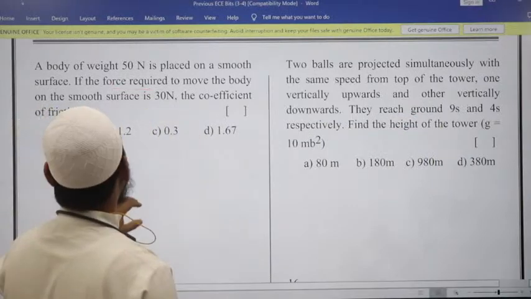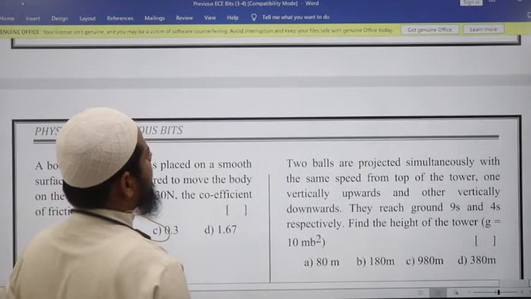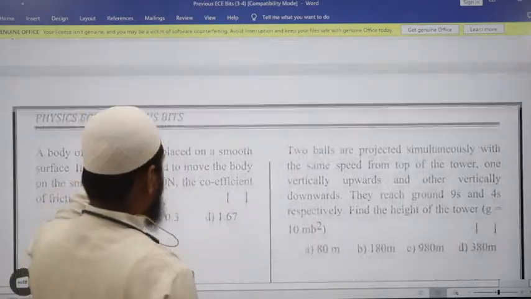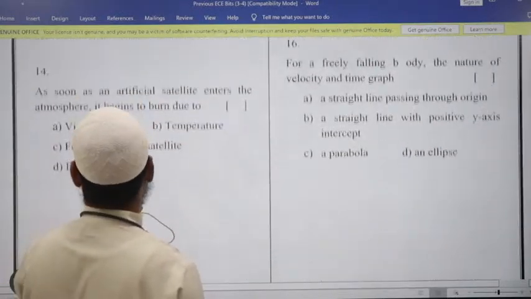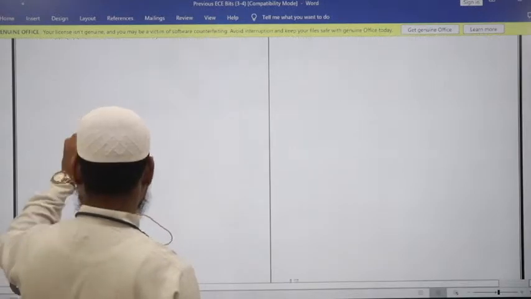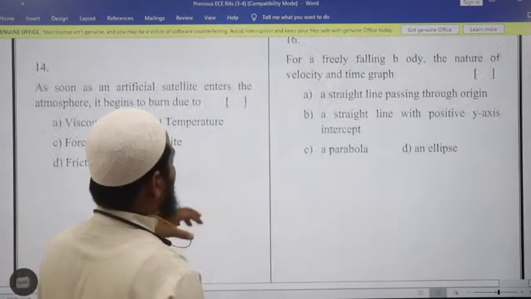Next one. Move on to the next problem, problem number 14. Another theoretical bit. Move on to 15 now.